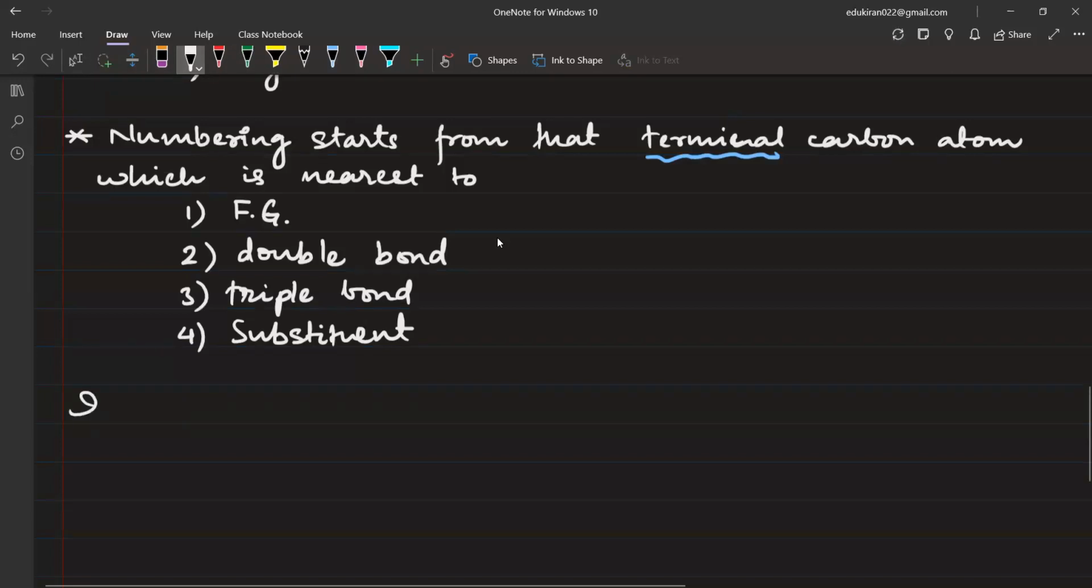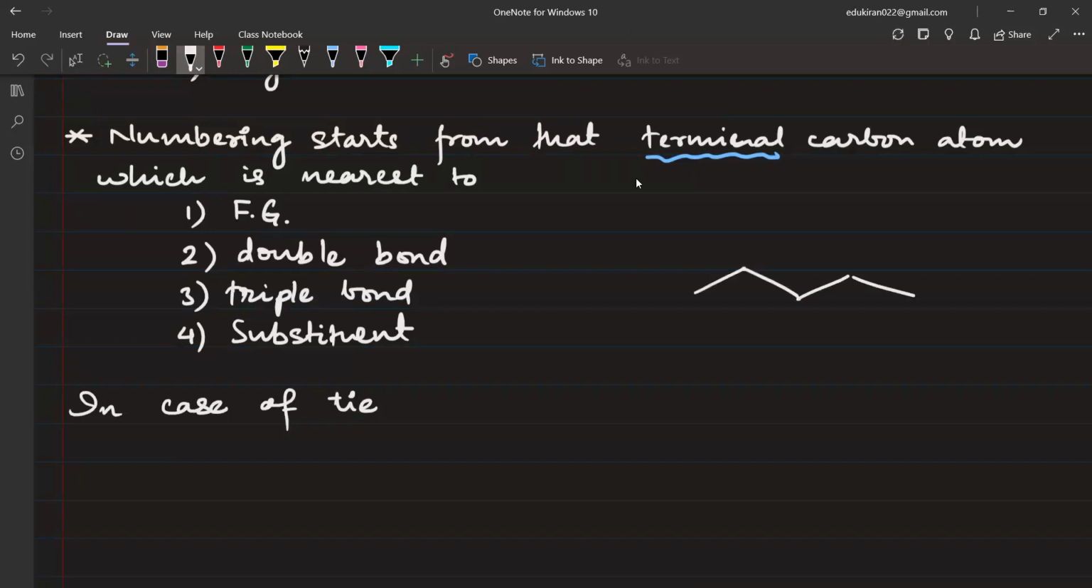In case of tie. Sir, the maximum number of terminal carbons is 4, right? Maximum number of terminal carbons 4, no. It can be anything, depends on the compound.